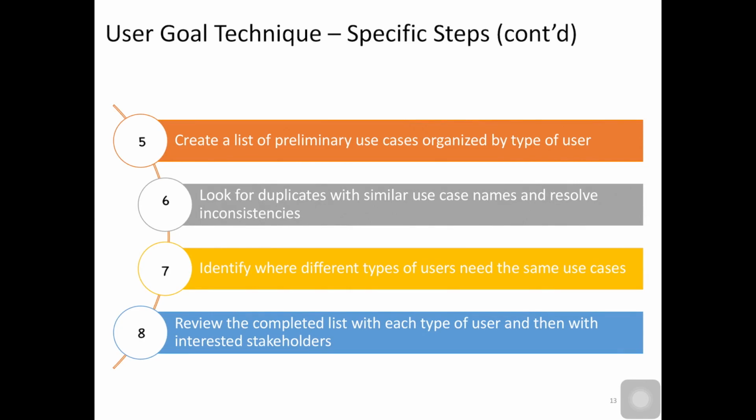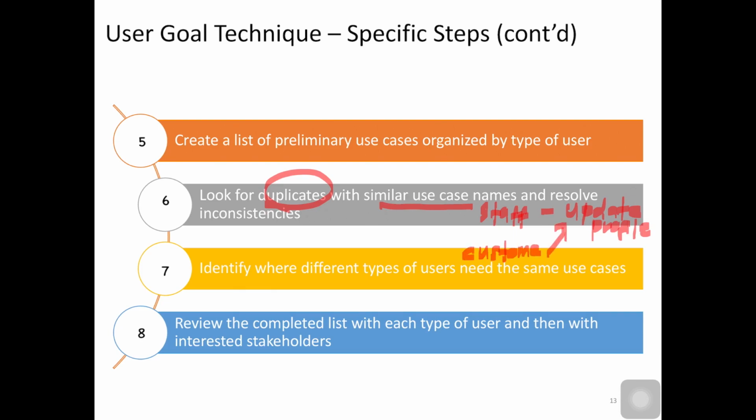Next, create a list of preliminary use cases. So now we have the first version of our use cases organized by type of user. Then look for duplicates with similar use case names and resolve inconsistency. Let's say staff told you that they want to be able to update profile, and customer also told you the same. So now we have a duplicate of update profile, and we need to resolve the duplication.